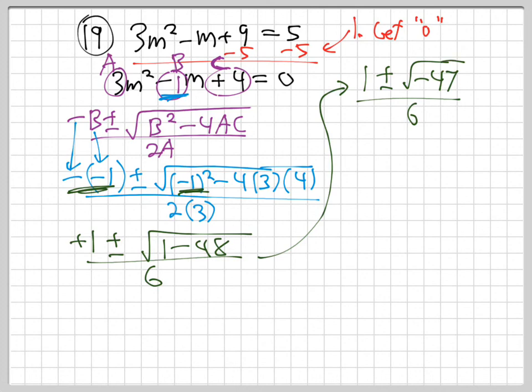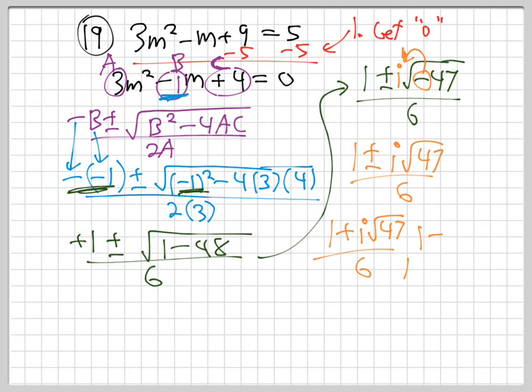And then negative in a root. What do we do with a negative in a root? Just pops out as an i, and the negative isn't there anymore. So it's 1 plus or minus i root 47 over 6. Now the root 47 just won't break down, huh? Nothing goes into 47, so it just stays that way. There's nothing more we can do. They want you to write it separate, so 1 plus i root 47 all over 6, comma 1 minus i root 47 all over 6. And that's the answer.